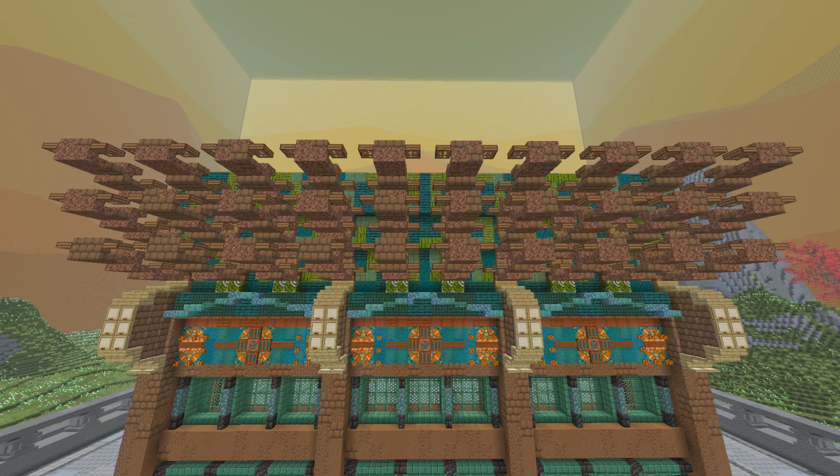The second style is Dapo. Unlike Jusimpo style, the brackets in Dapo style are placed both on top of the columns and in between them, creating a much denser and complex system. This style became an icon of the Joseon dynasty and was mainly used for grand structures with heavy roofs.